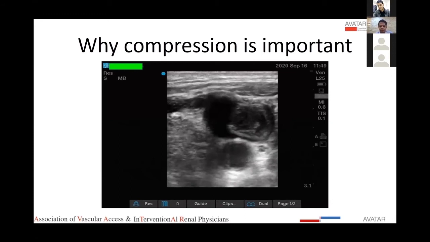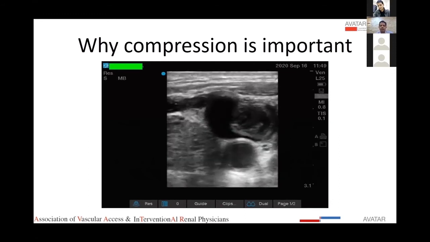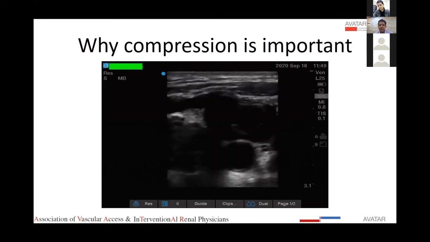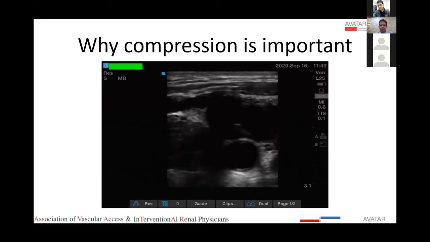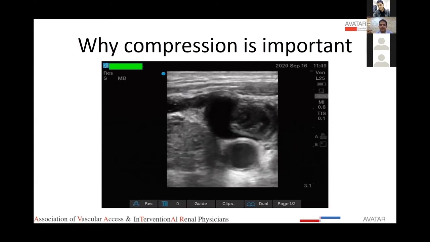However, when the clot is this big, and if you are not comfortable compressing the vein for fear of propagating or dislodging the thrombus, then you can even ask the patient to take a deep inhale, which will make the veins collapse.